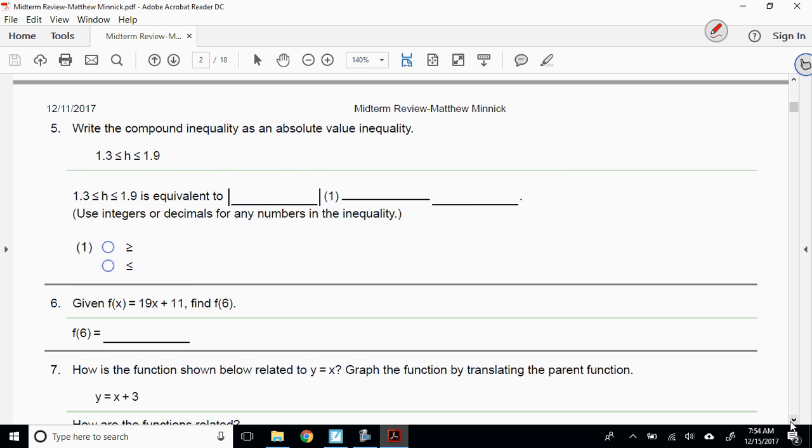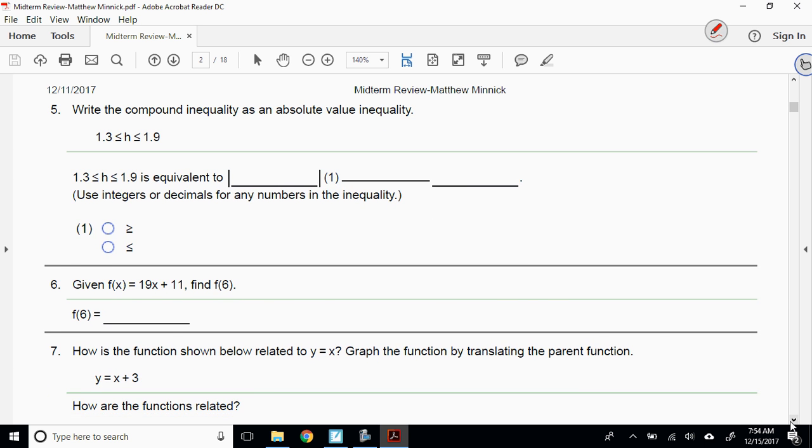Number 5. Number 5 is the question that is on the midterm. It's the one that everybody misses. Number 5, the right answer: in the absolute value, we're looking for h minus 1.6. And then the middle blank is a less than or equal to. And then the other number is 0.3.